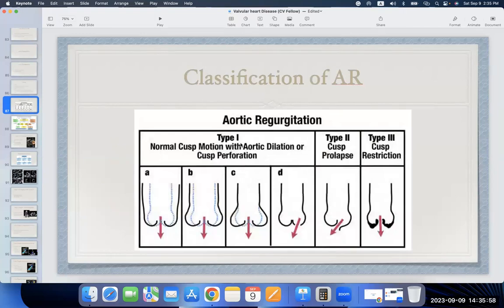This is the classification that we use. Type 1: the leaflet itself is normal, but the problem is the aortic valve is dilated. The motion of the leaflet is normal, but the only problem is dilatation, or it can be perforation. This is considered type 1. Type 2, there is a prolapse, and type 3 is restriction, like a patient with rheumatic heart disease.